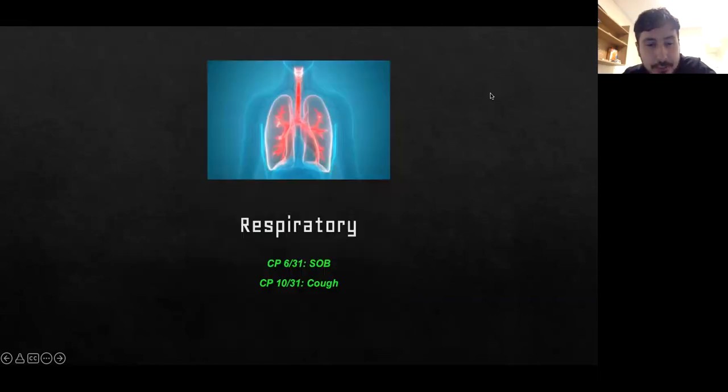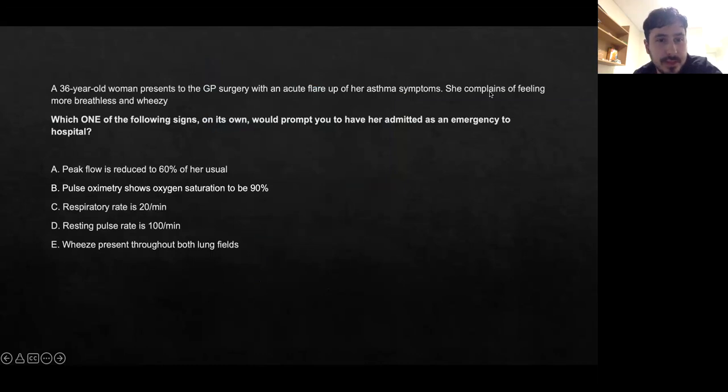So respiratory now. The first one is a 36-year-old woman presents to the GP surgery with an acute flare of asthma. She's feeling breathless and wheezy. Which one of the following signs on its own would prompt you to have her admitted as an emergency? So again, this is a question testing if you can identify an emergency referral.